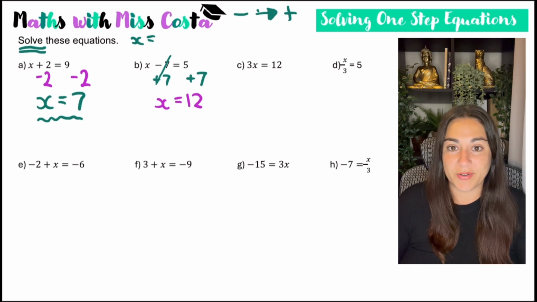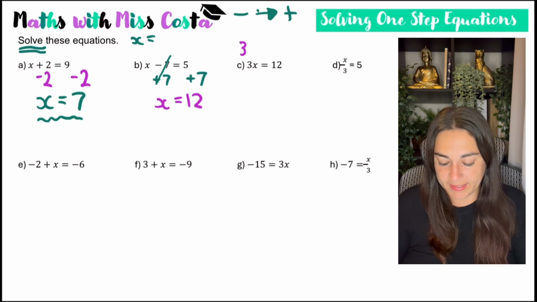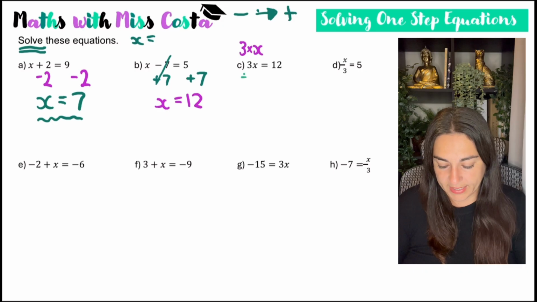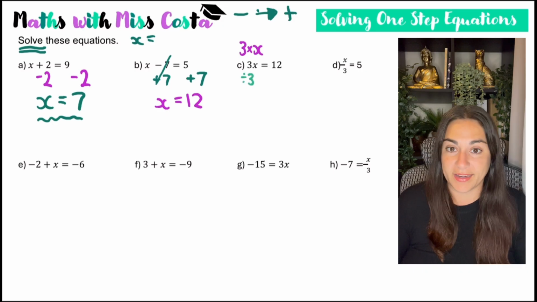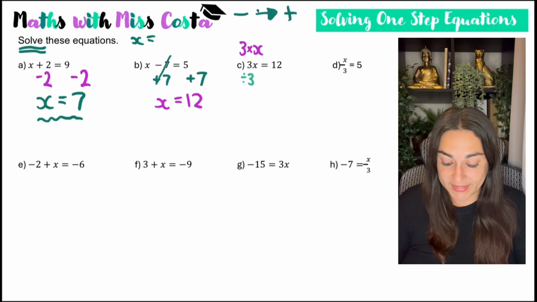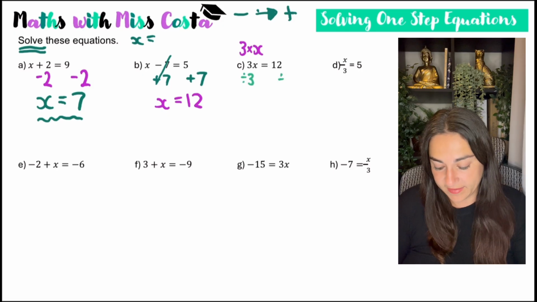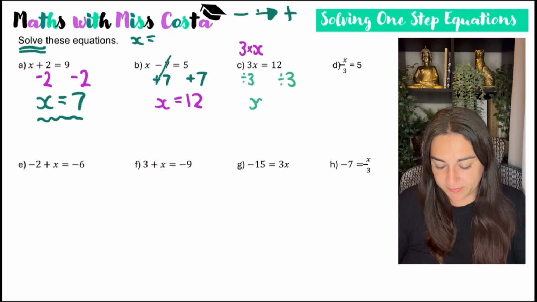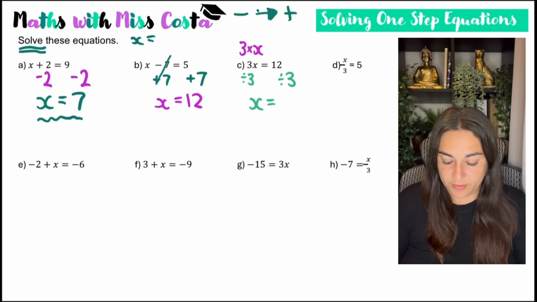Now it gets a little bit trickier when we've got a multiplication. So this means 3 times x. So 3 times something gives me 12. What's the inverse of multiplying by 3? It's dividing by 3. So 3 divided by 3 is 1. So it's going to cancel out that 3 on this side. But what I'm going to have to do is the exact same thing to the other side. So I divide both sides by 3. 3 divided by 3 is 1, so it just leaves me with x, and 12 divided by 3 is 4.